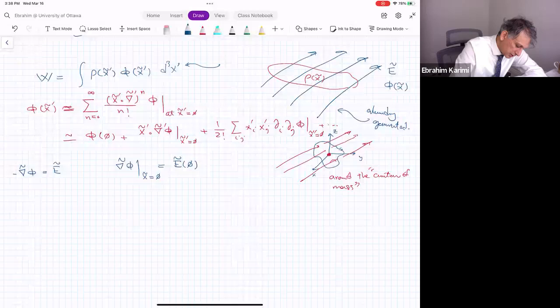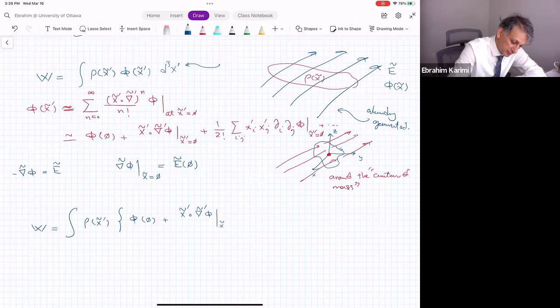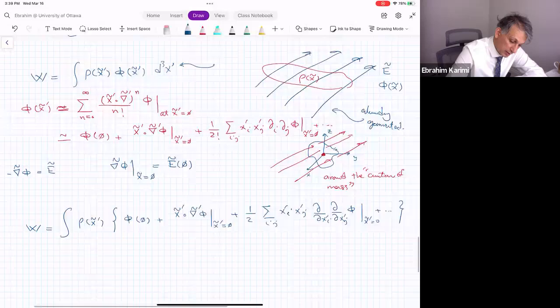So W then will be equal to the integral of rho of x prime. All right. Then the potential is expanded in terms of phi zero, plus x prime dot gradient of phi at x prime equal to zero, plus one divided by two summation of i and j, x prime i, x prime j, derivative with respect to x prime i, derivative with respect to x prime j of phi at x prime equal to zero, plus the other terms, d3x prime. Good?